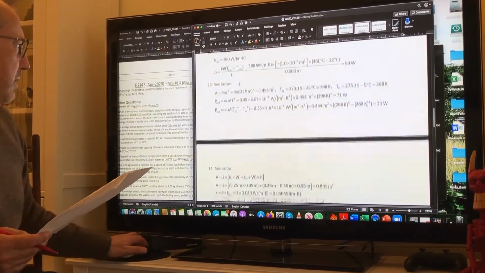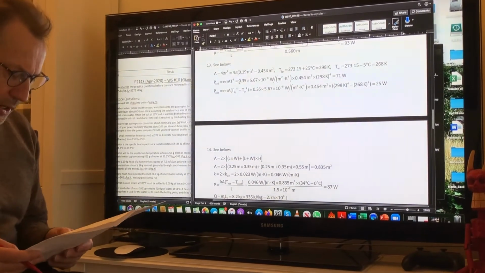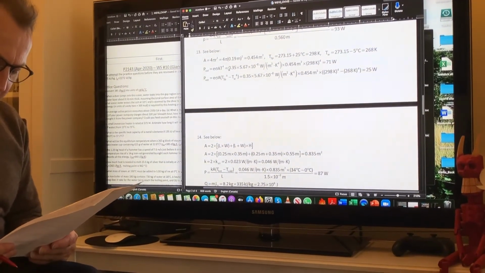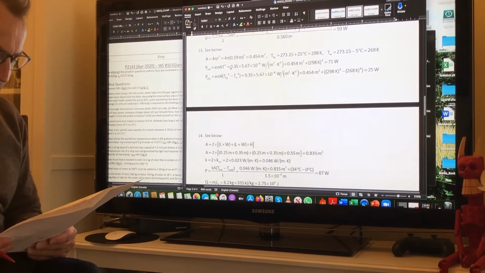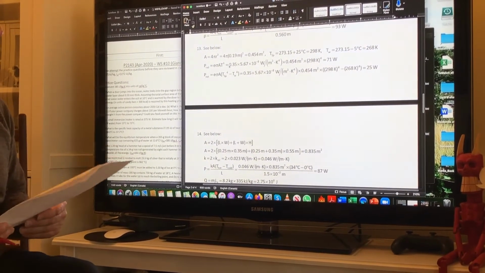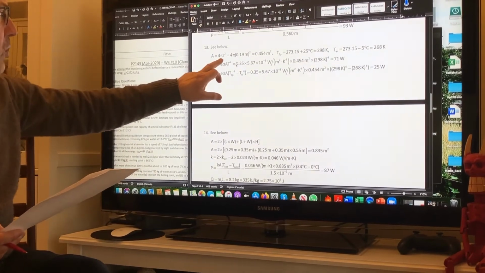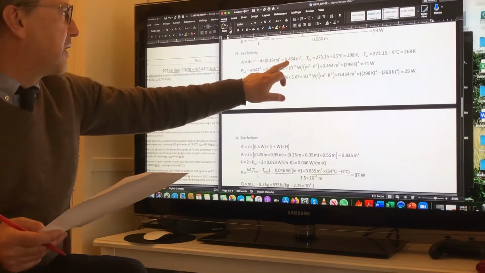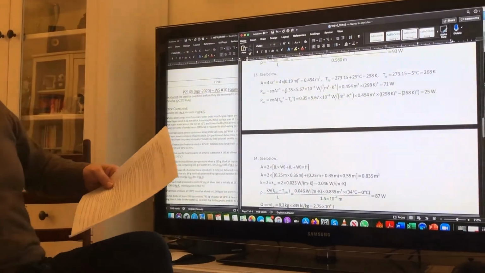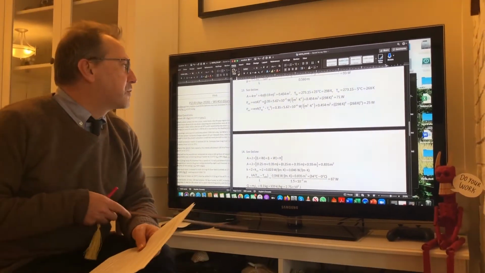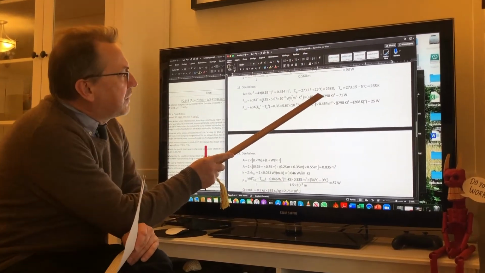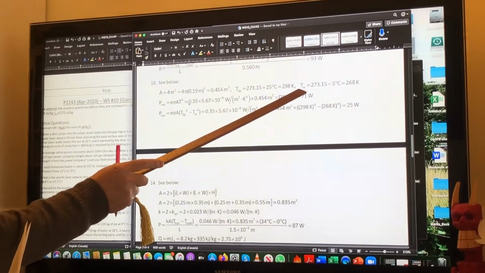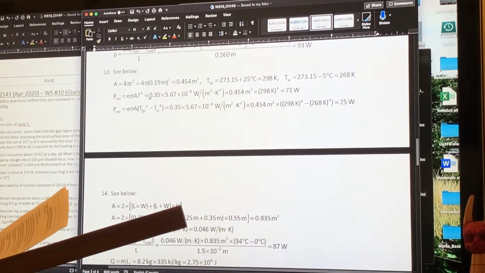Question 13. How much power is radiated by a tungsten sphere with a given emissivity of given radius at a given temperature? Okay. Well, this is the Stefan-Boltzmann law. The area of a sphere is 4 pi r squared. And so I've got the area of the sphere. Now, for the Stefan-Boltzmann law, it's important that we use absolute temperatures. So I have to convert the 25 degrees centigrade into Kelvin. And then the TW, that's the temperature of the room or something.